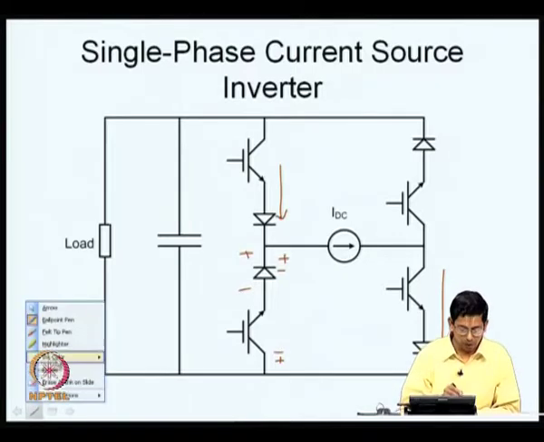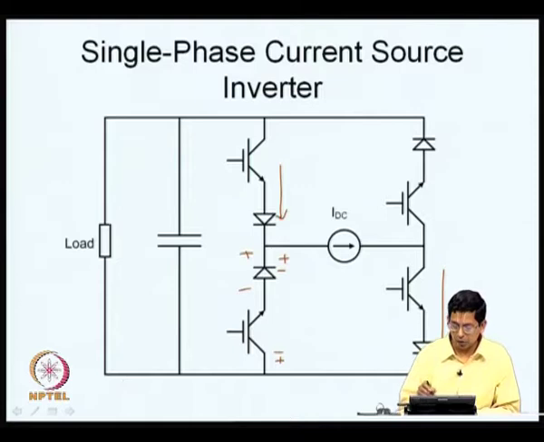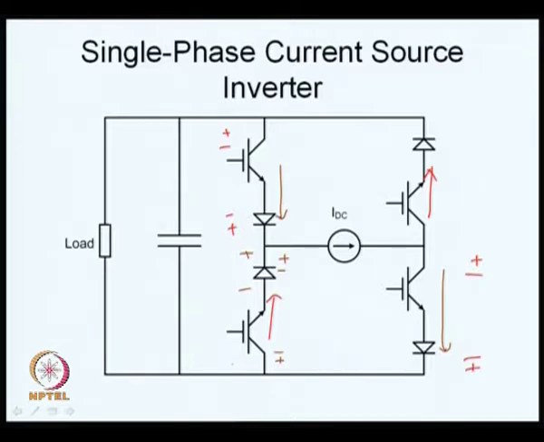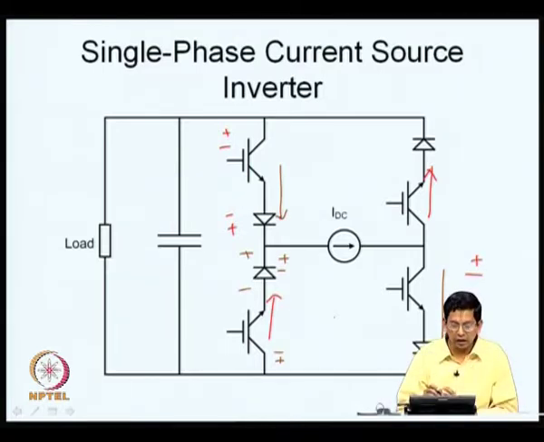Similarly, you can look at the other scenario where these two devices could be on. In that case current flows through this and here, and these two switches are now in the off state, which could be blocking a bidirectional voltage, which could be of either polarity. So, this is one electronic realization of a current source inverter. A single unidirectional current and bidirectional voltage blocking.